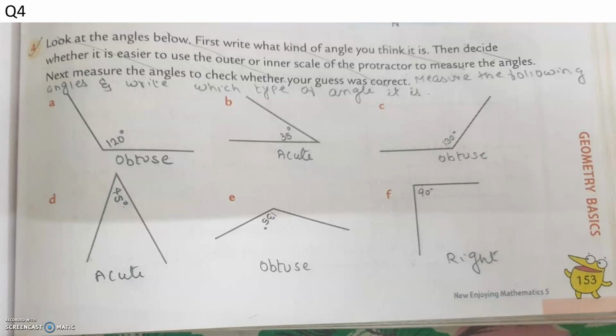Next question, fourth question. This question is there in your textbook, but you will cut this question and write this: measure the following angles and write which type of angle it is. It means you will measure this angle with the help of a protractor. See, I have already done one here. 120 is an obtuse angle. So you will measure by your own, write it in your textbook and just check your answer here.